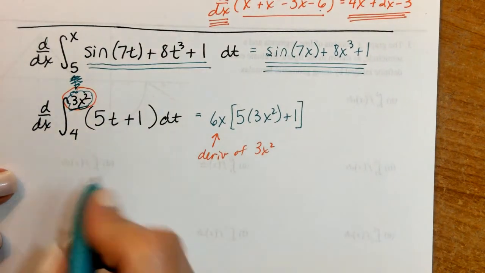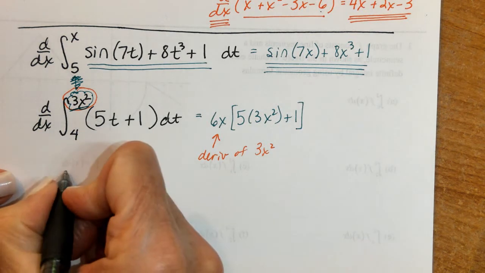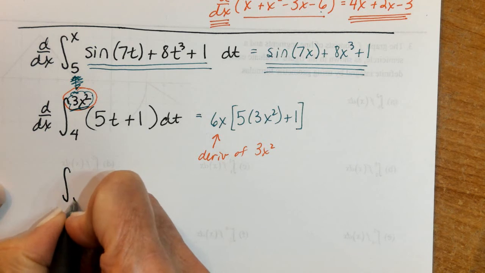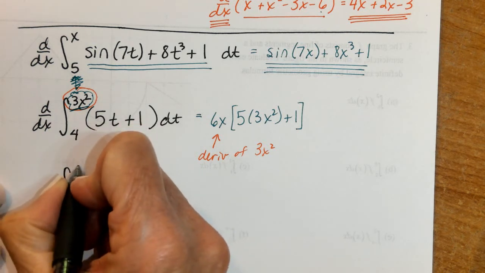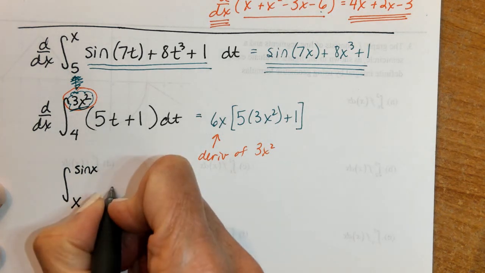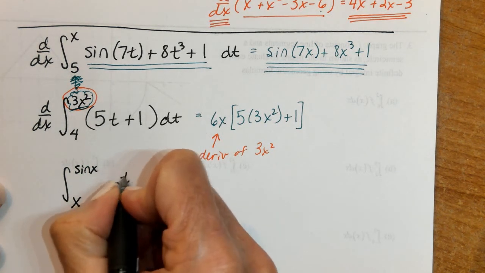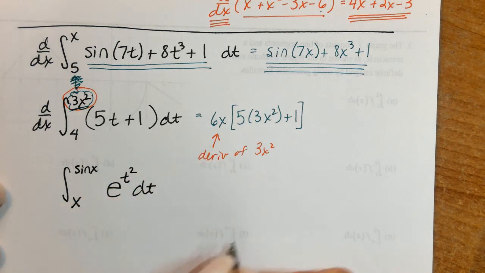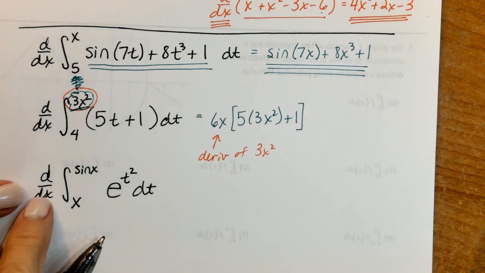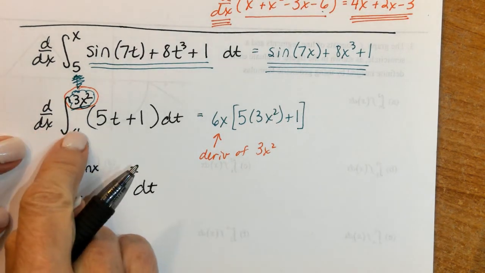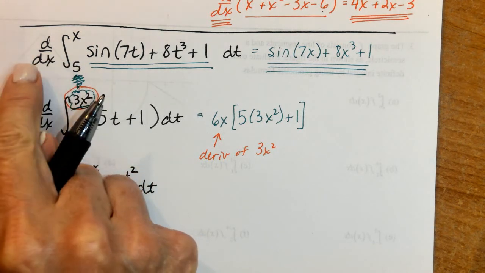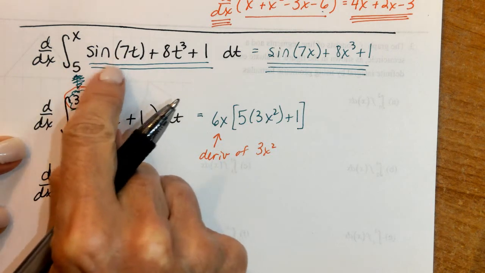Okay, do another one. What if we have the integral from x to sine x of e to the t squared dt, and we're taking the derivative. This is only valid if you're taking the derivative of an integral. Derivative of an integral. The derivative of an integral gives you some form of that function.